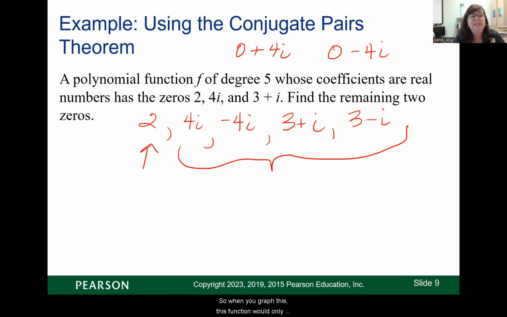So when you graph this, this function would only actually cross the x-axis at 2. All the other zeros are imaginary. Okay.